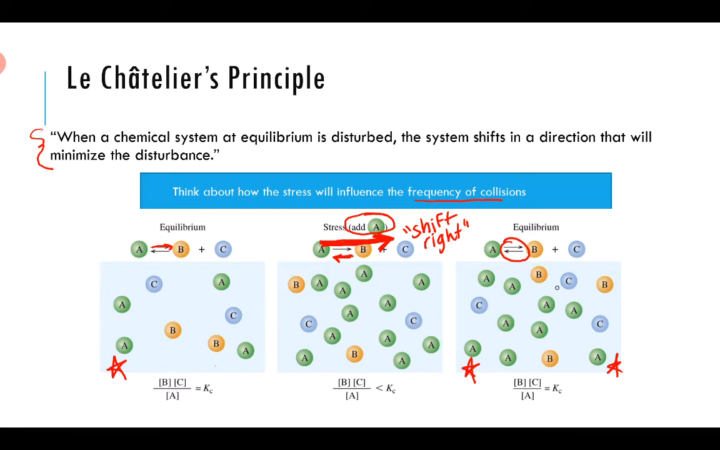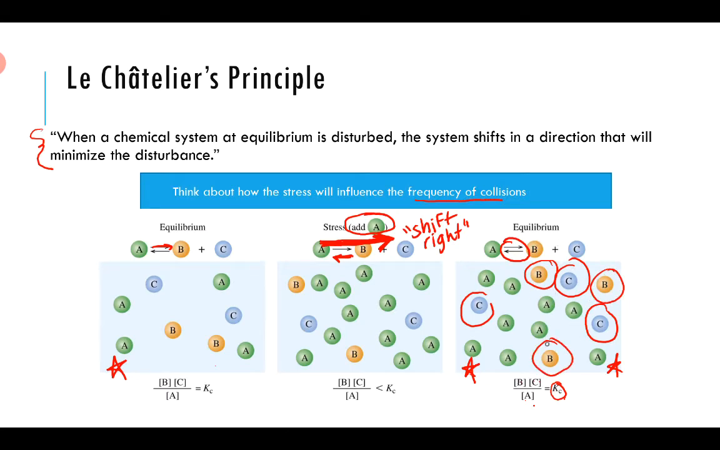And so we still have the same equilibrium constant, but we can have different molarities of B, C, and A that all equal that same equilibrium constant. And so overall, we have more A molecules, but we have reestablished equilibrium. And you can see that we actually have 3 molecules of C and 3 molecules of B.